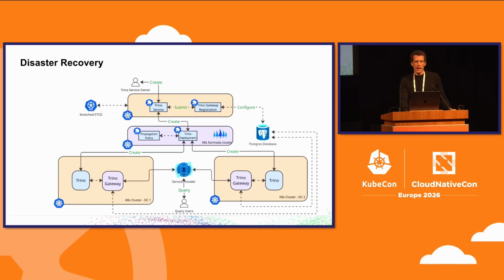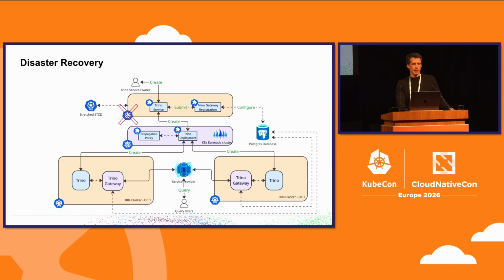Now let's say that a Trino pod fails in one of our data centers. The Trino gateway detects that the data center 2 pod is unresponsive and automatically routes queries to the Trino pod in data center 1. Once the Trino pod in data center 2 recovers, the gateway rediscovers it and resumes distributing queries across both data centers.